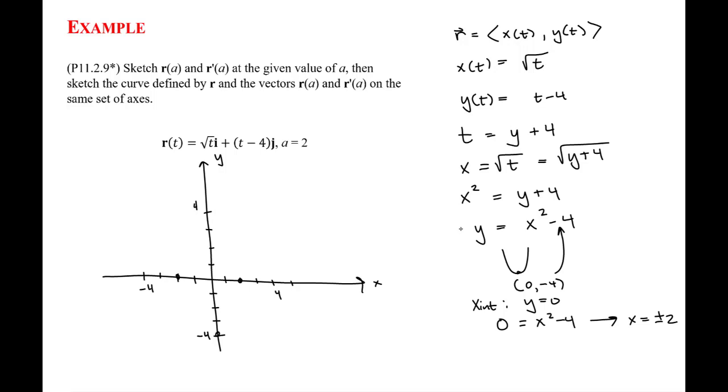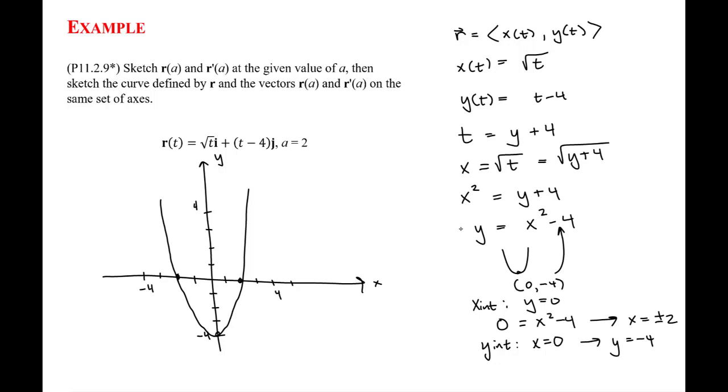Those are our x-intercepts, and we already know that the y-intercept is going to be at 0, minus 4 because we find the y-intercept by setting x equal to 0. This leads us to y equals minus 4, which we already knew. Therefore, our sketch is a parabola centered about the y-axis with the y-intercept that is equal to minus 4.